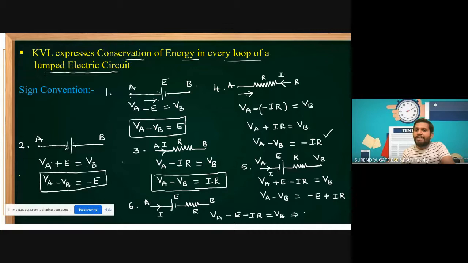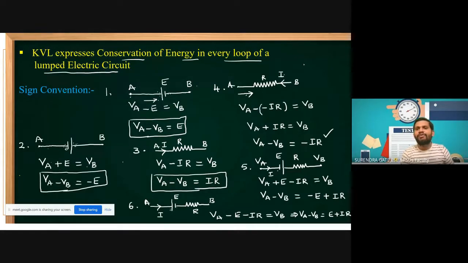Then from this, what is VA minus VB, students? I am finding the voltage difference. Then how can we find it? This is E plus IR. VA minus VB equal to what can we get, students? This is equal to E plus IR. Is it correct? VA minus E minus IR, that is VA minus VB equal to.